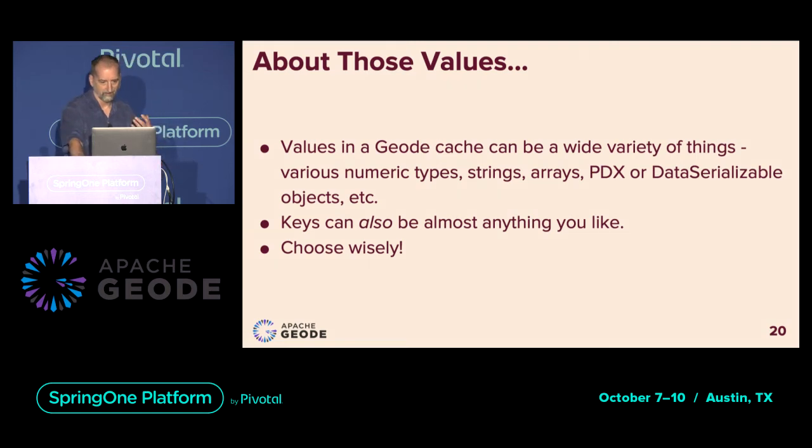So again, a note about the keys and values in the region. Values in a Geode cache could be a wide variety of things: various numeric types, strings, arrays, two kinds of serializable objects, PDX serializable, data serializable.